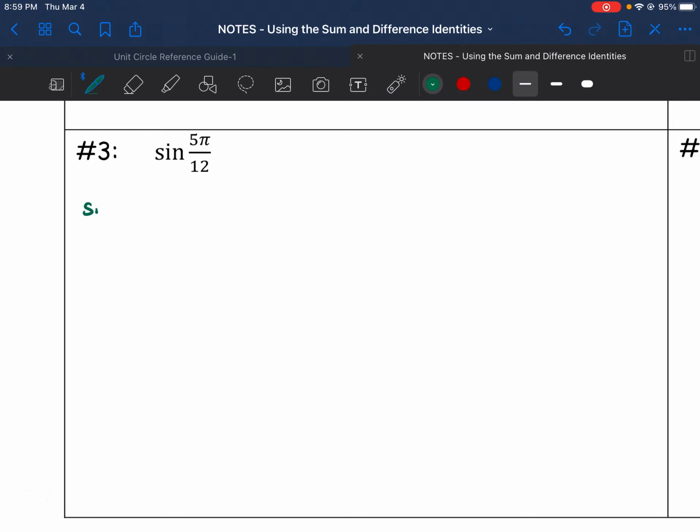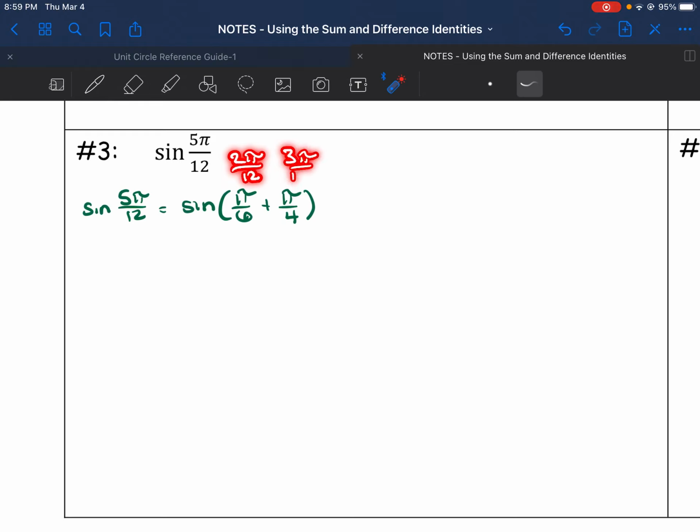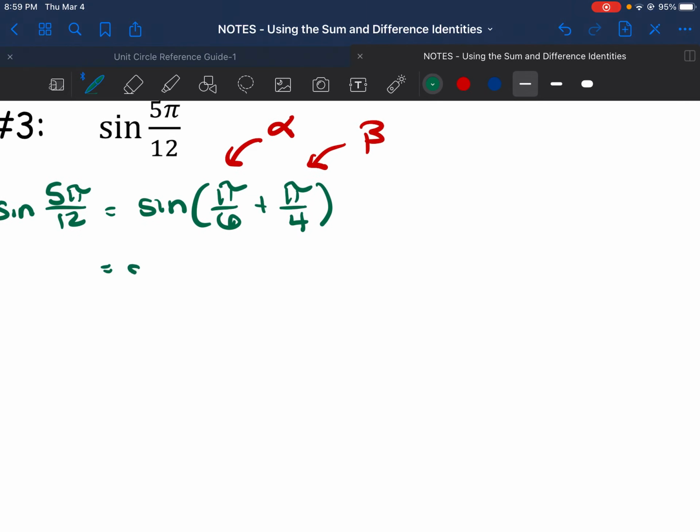We're going to say the sine of 5 pi over 12 is equal to the sine of pi over 6 plus pi over 4. Again, remember, this is because pi over 6 is really 2 pi over 12, and pi over 4 is really 3 pi over 12, and you add those together, you get 5 pi over 12. We can see here pi over 6 is our alpha, and pi over 4 is our beta. So we are following the sine addition formula. If we follow it, we get sine of alpha, or sine of pi over 6, times cosine of beta, or cosine of pi over 4, plus cosine of alpha, or cosine of pi over 6, times sine of beta, or sine of pi over 4.